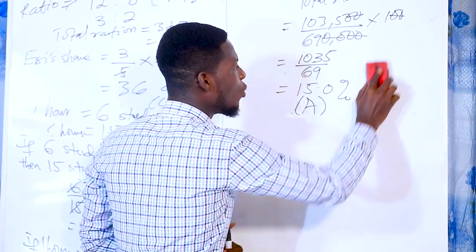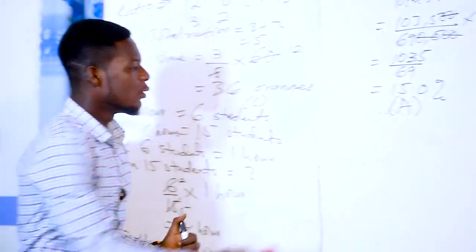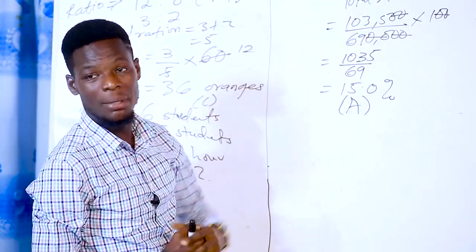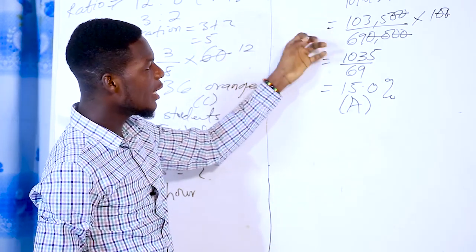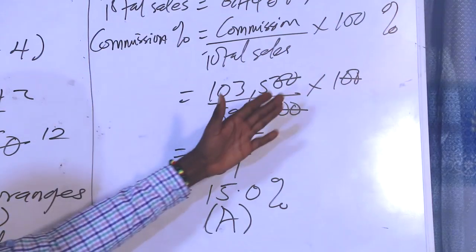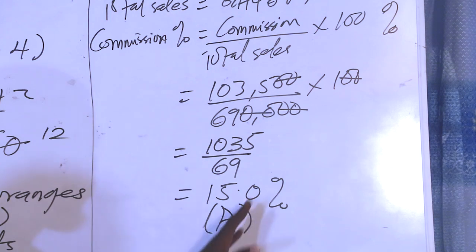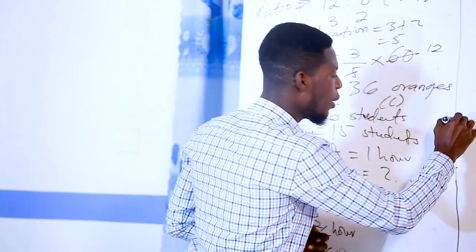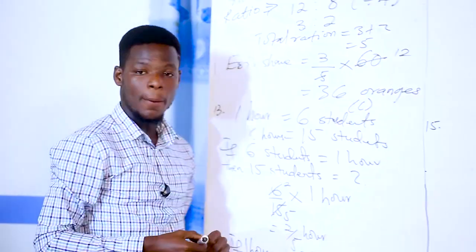Alright, so I'm going to rub that one away. Alright, so don't forget, commission over total sales times 100%. Your commission divided by your total sales times 100. And then you express your answer as a percentage. Very simple. Alright, I believe it's okay. We go to question 15.